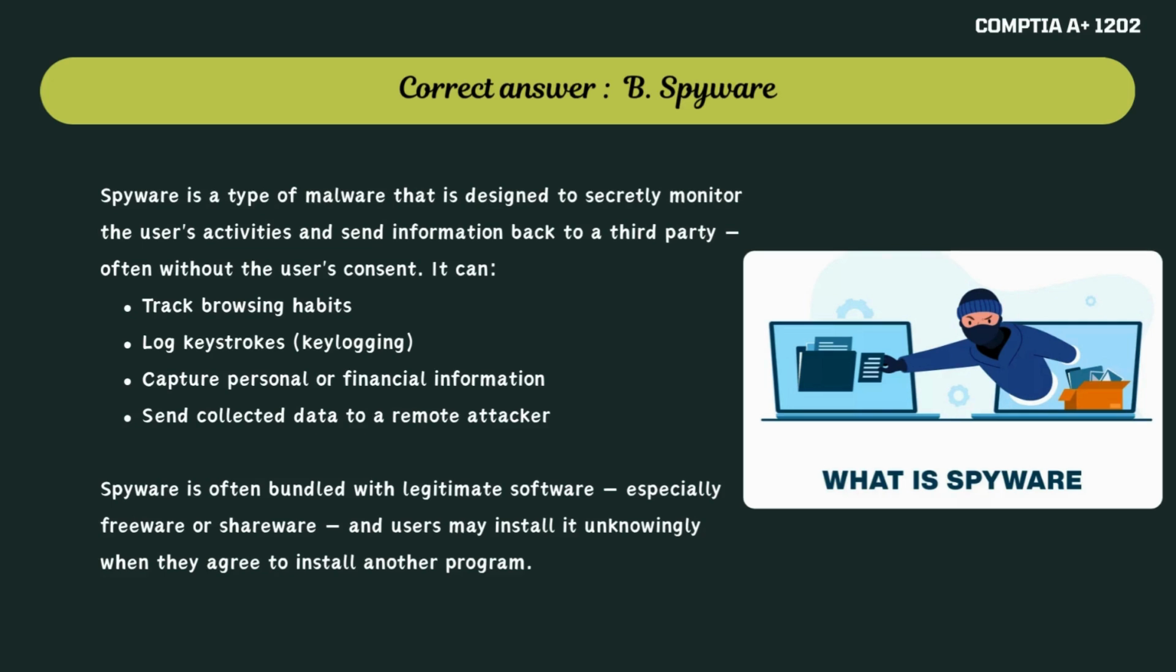Spyware is a type of malware that is designed to secretly monitor the user's activities and send information back to a third party, often without the user's consent. It can track browsing habits, log keystrokes, keylogging, capture personal or financial information, send collected data to a remote attacker. Spyware is often bundled with legitimate software, especially freeware or shareware, and users may install it unknowingly when they agree to install another program.